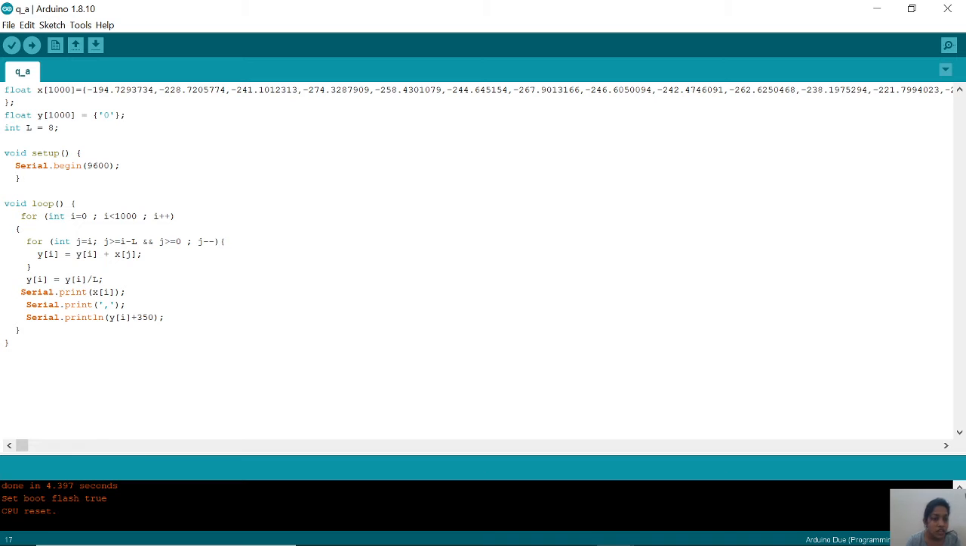So Serial.print x of i, this is the input signal which we are taking. The comma is used to differentiate between two different signals. The signals are functions. The next step, Serial.print y of i plus 350. y of i is the output signal. Here we are adding 350 in order to differentiate the x of i and y of i signals. When we add some constant value to it, we can shift the signal by that particular value. So this is all about the moving average filter.